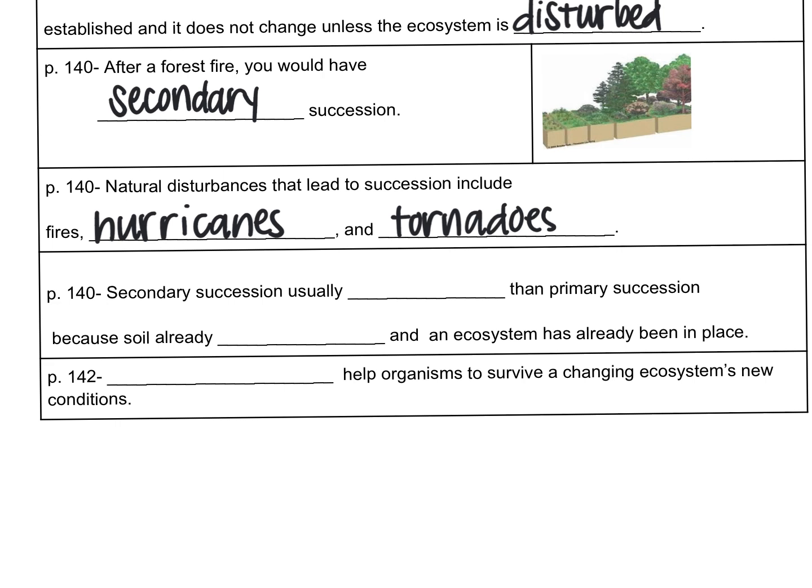Secondary succession usually happens faster or more rapidly than primary succession, because there's already soil that exists. It's already established, and an ecosystem has already been in place. So secondary succession is faster because it's already got the soil. It doesn't have to worry about creating the soil, whereas primary succession has no soil, so it takes a little bit longer to do so.